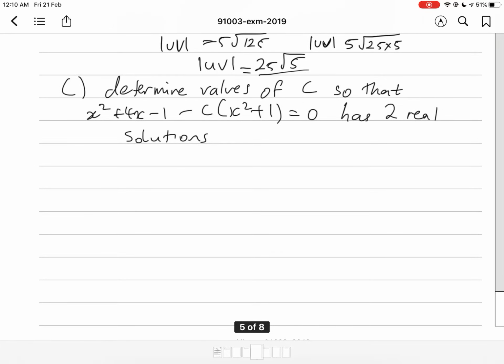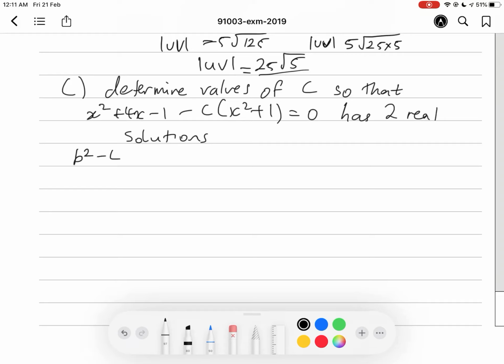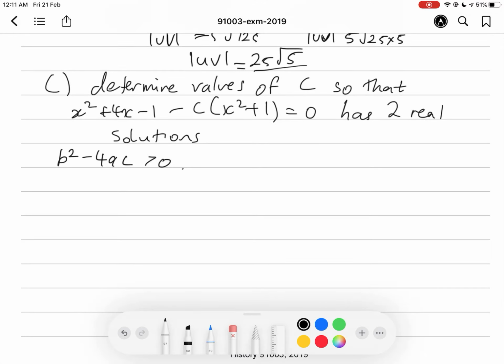Question c. Determine values of c so that x squared plus 4x minus 1 minus c times x squared plus 1 equals 0 has two real solutions. So two real solutions is b squared minus 4ac greater than 0. So right now we need to find our a, b, and c values. So we will have x squared minus 4x minus 1 minus cx squared minus c. So we know that this is 1x squared at the front here, and this is negative cx squared.